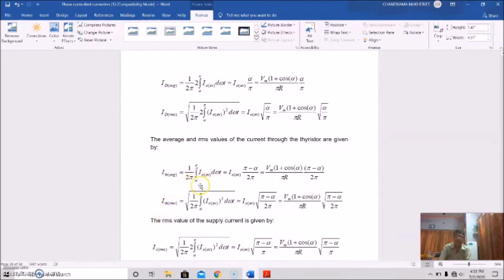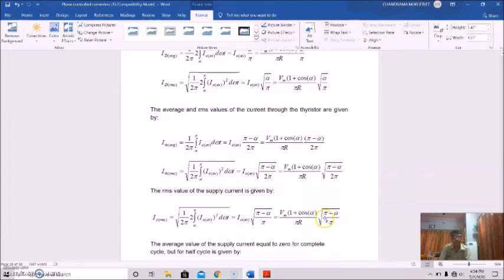This will be 1 by twice pi, integration over alpha to pi of the output average current, d omega t. So this will be coming into this portion, and the RMS value, you know, is the square of the output average value, into this mean, divided over, and this is the root. So the root mean square value will be coming like this.